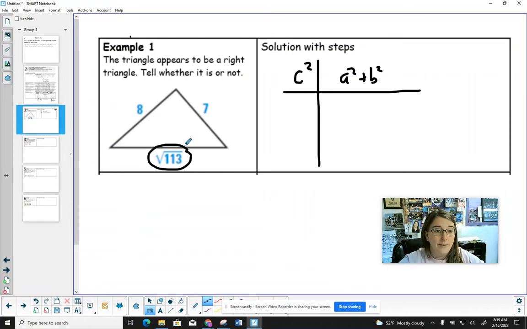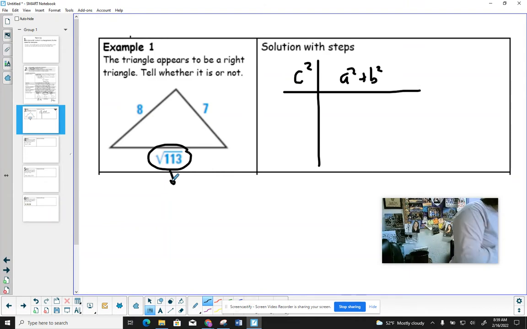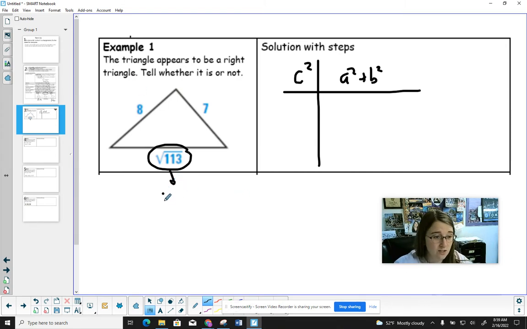That's irritating. It's going to be the biggest side. We can see what this is as a decimal. Depending on the calculator you're using, sometimes it doesn't tell you what it is as a decimal. Square root 113, fraction to decimal. Okay, there we go. So as a decimal, this is about 10.6. So this is your biggest side. This has to be c.